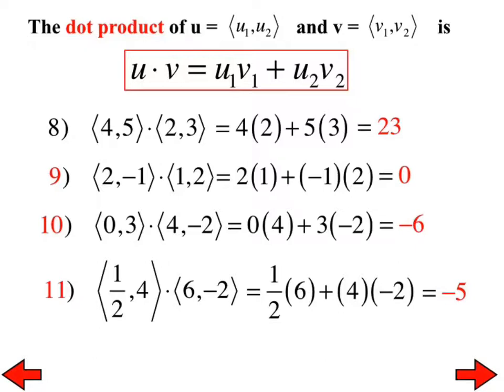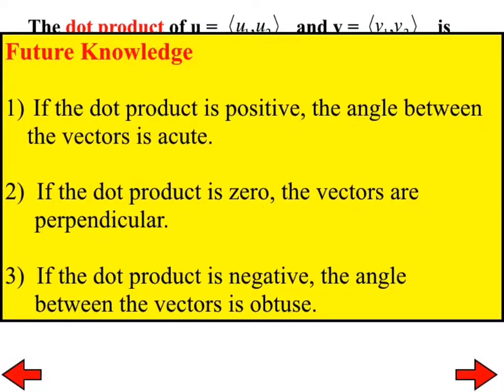And here's the reason why. Because this idea of the dot product tells us a lot about the angle. And I'll come back to why that's important in just a second. But if the dot product is positive, like in number 8, that means that the angle between those two vectors has to be acute. In other words, it has to be less than 90. And if the dot product is 0, like number 9, that means that the vectors are perpendicular. So the angle between them would automatically be 90 degrees. And if the dot product is negative, like in number 10 and 11, that means the angle between them would have to be obtuse. So it would have to be larger than 90 but less than 180.